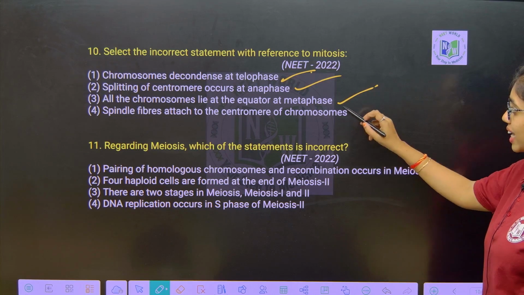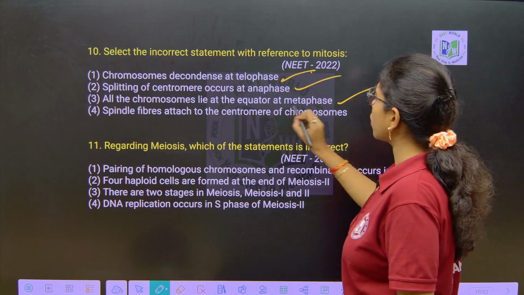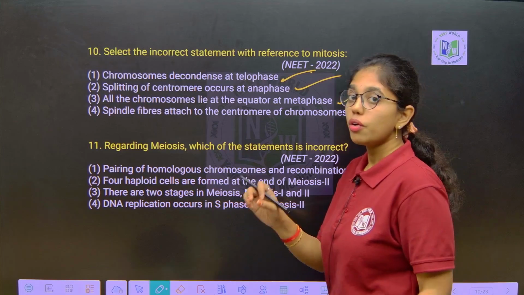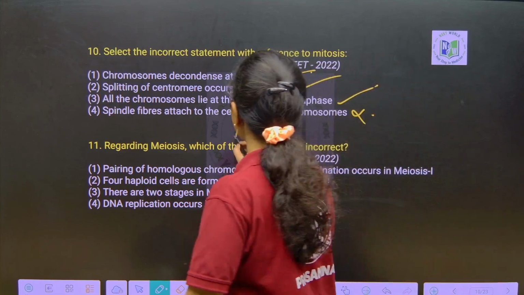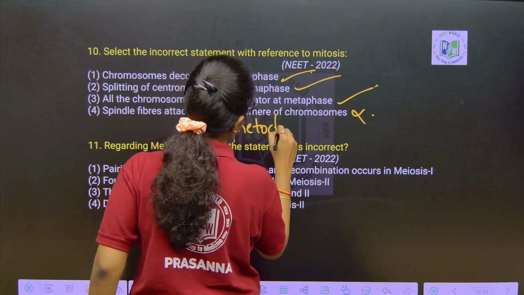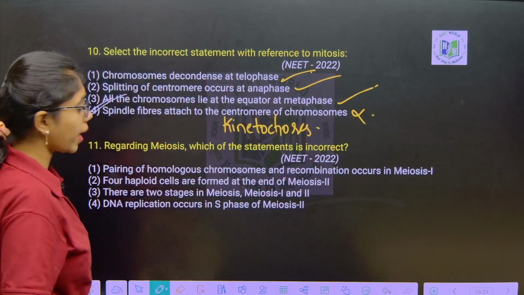Spindle fibers attach to the centromere of chromosomes. Wrong. They attach to the kinetochores, which are on the centromeres. So they are attached to the kinetochores. So here option 4 will be the right answer.